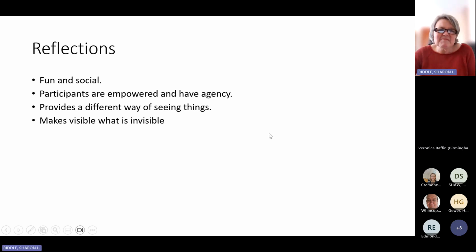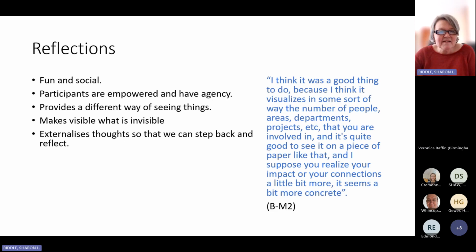Often it makes visible what is invisible. I found that people were downloading their thoughts almost onto the paper, thinking things which they hadn't really thought of before, and it enabled them to step back and reflect, almost having a conversation with the map. So this is a quote from one of the participants. She found it really useful to reflect, and it encouraged her to see that she had more connections than she thought she did have.